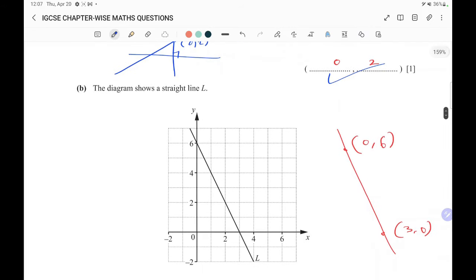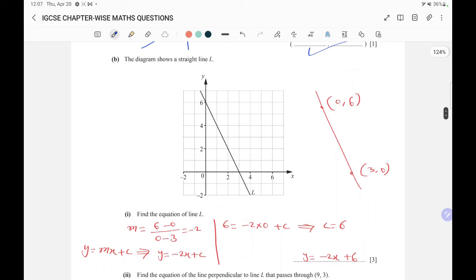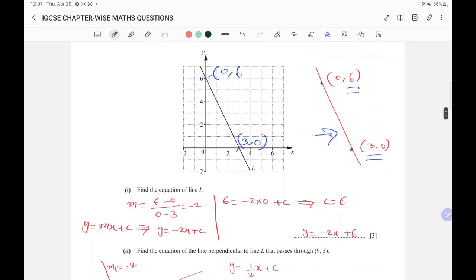The diagram shows a straight line L. Find the equation of L. Okay, so our line, this is 2, 4, this is 3, 0, and this is 0, 6. So our line is passing through 3, 0 and 0, 6. You know that we need to find the gradient first. So gradient is 6 minus 0 over 0 minus 3, which is -2. Now y equals mx plus c, so y equals -2x plus c.